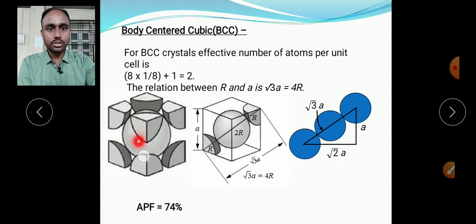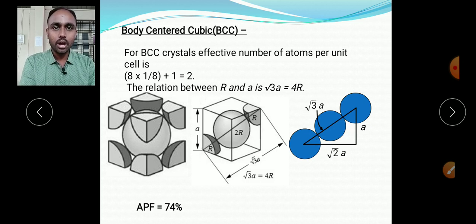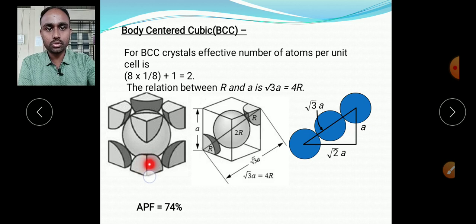Now, this is the body centered cubic unit cell. Here you can see these corner atoms. I told you yesterday that a corner atom is not completely present in one unit cell. It is shared by 8 different unit cells. That means in one unit cell 1/8 part of that atom is present. This portion is 1/8 part of this corner atom, this portion is 1/8 part of that corner atom.